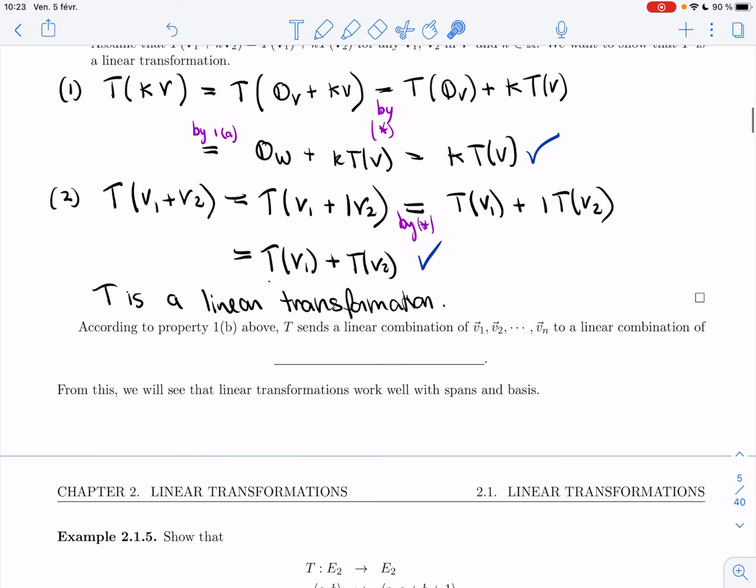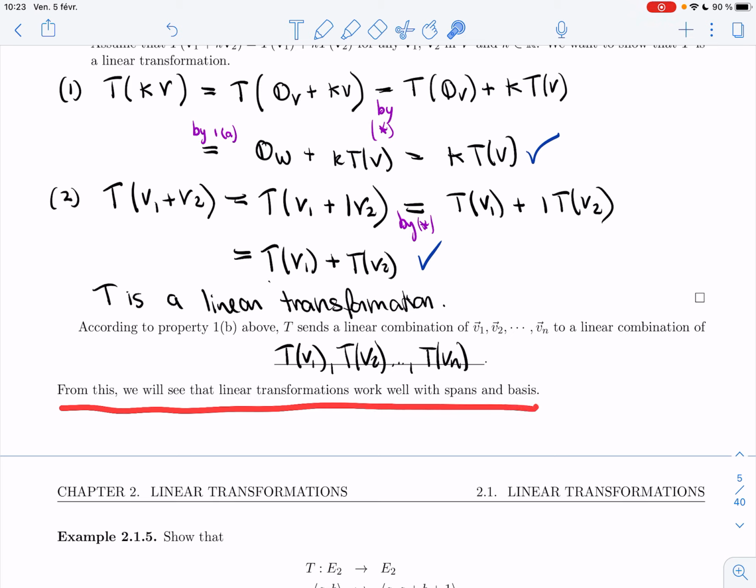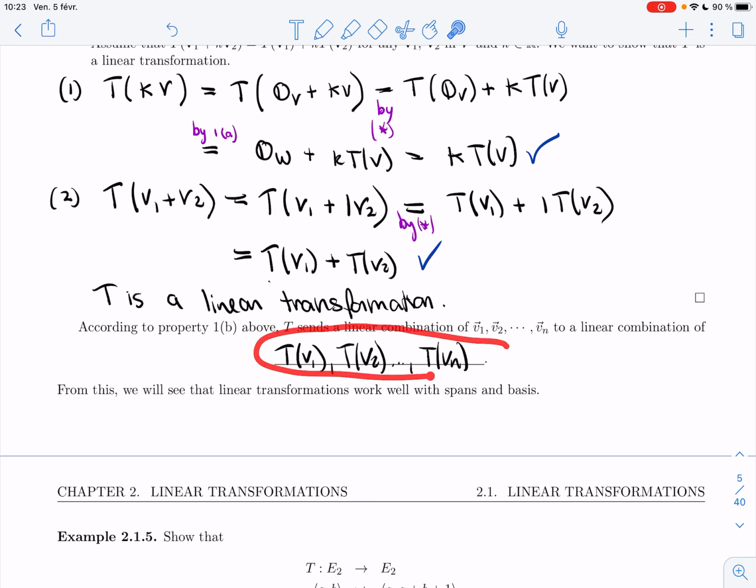All right, so according to property 1b above, T sends a linear combination of v1, v2, vn to a linear combination of T v1, T v2, T vn. So from this, we'll see that linear transformations work well with spans and bases. This is going to be important because linear combinations are essential to talk about dimensions, bases, linear independence, and so these kinds of maps are perfect.